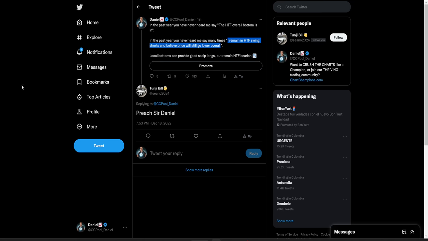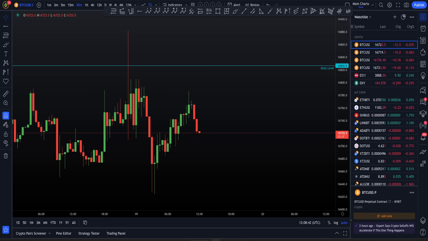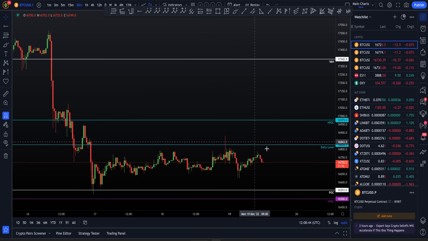Just something that I wanted to emphasize here. Big difference between local and higher time frames. You've never heard me say over the past year that I think the overall bottom is in yet. But you have heard me say I'm staying in my swing short positions and I still expect lower prices to come. Something that I want to emphasize here before I move on to what we're looking at next.